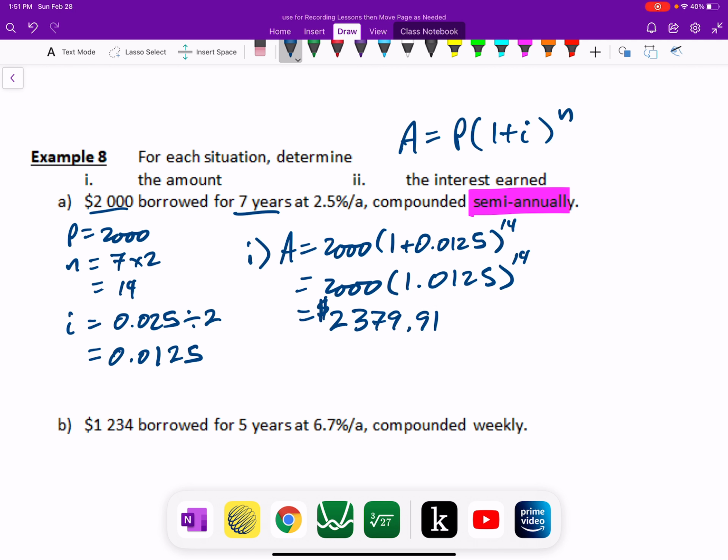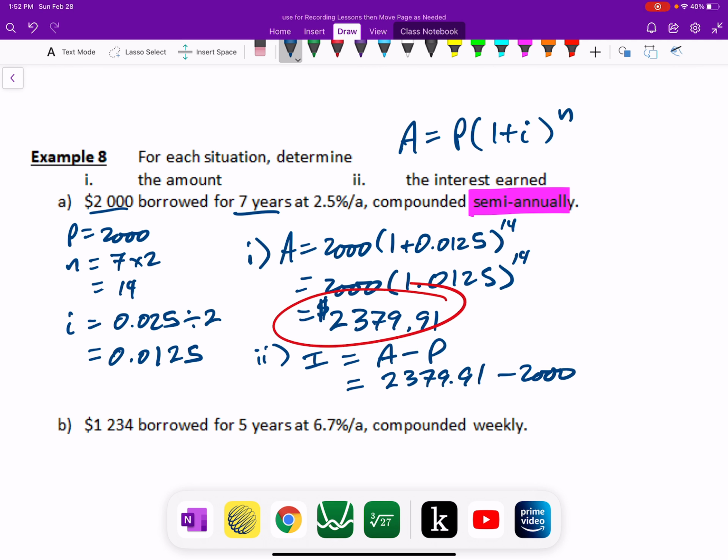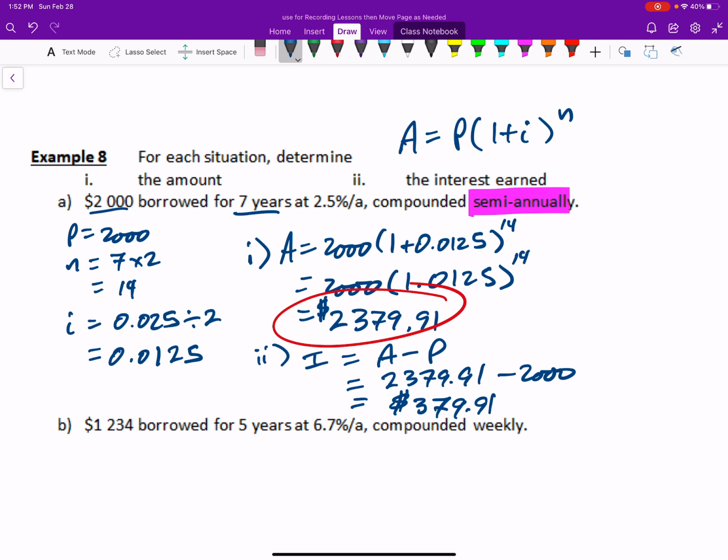$2,379.91. That's the final amount. How much of that is interest? Well, the part that we didn't start with. We started with $2,000, so the interest is going to be the final amount minus the principal. So $2,379.91 minus $2,000 means that it's earned $379.91 in interest.